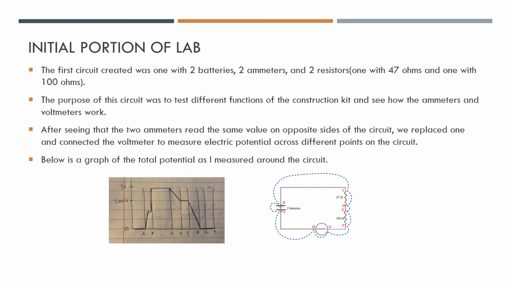So the first test we did was setting up 2 ammeters on opposite sides of the circuit, and we see they read the same values as the current is constant throughout the whole loop. And when we turn one of the ammeters backwards, it reads a negative value. So then we replace one of the ammeters with a voltmeter to measure electric potential across the circuit at different points. And below I have a graph that reflects the total voltage as we move across different points along the circuit, which ends up being 0.